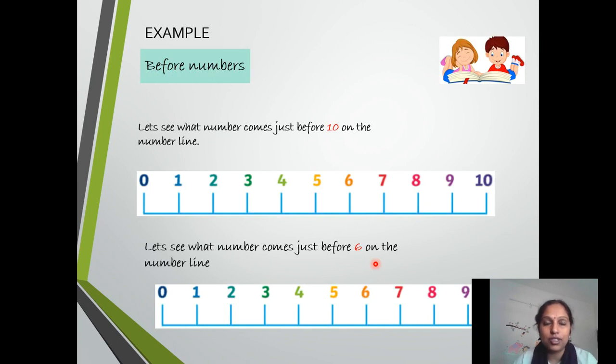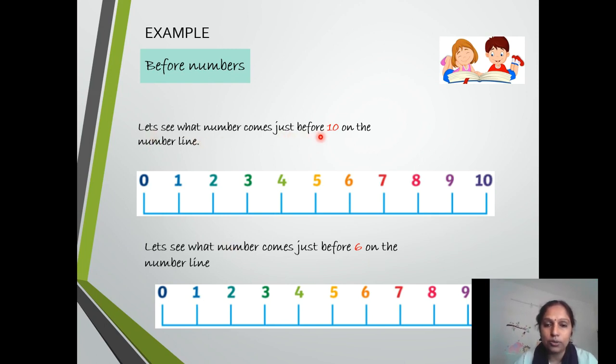So first we will start with before number. So what is meant by before? What is the meaning of the word before? Before means earlier, right? So the number which comes earlier to a given number is called the before number.